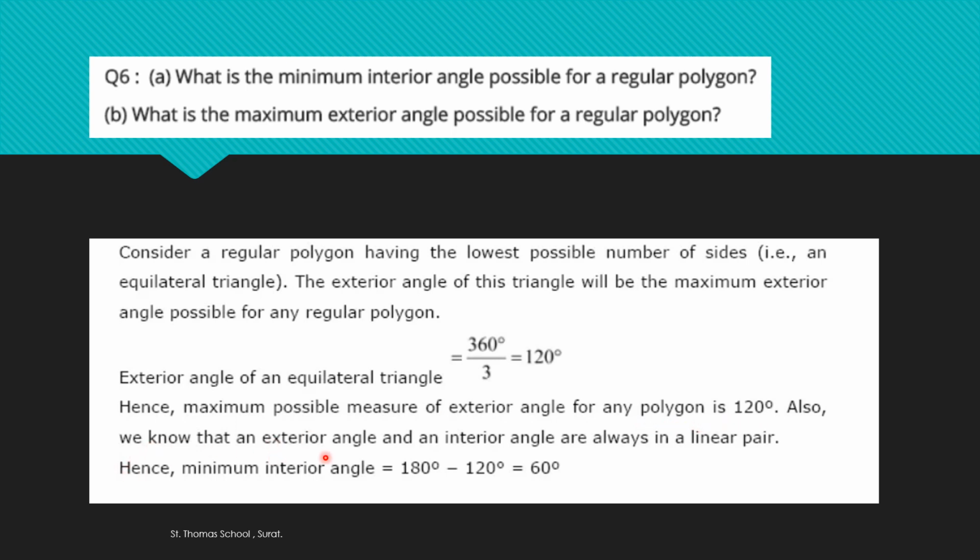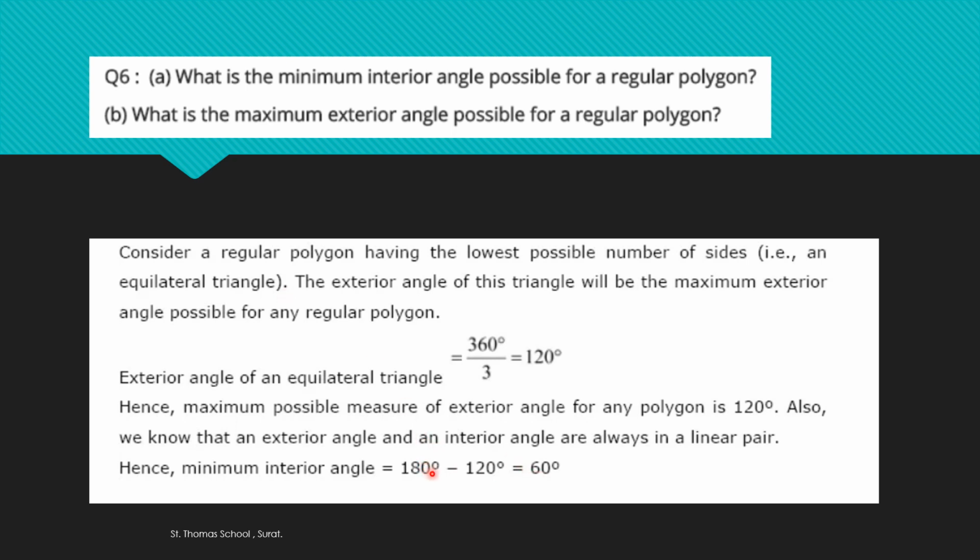Also, we know that exterior angle and interior angle are always in a linear pair. That means the sum of exterior angle and interior angle is 180 degrees. So, what is the minimum interior angle? 180 minus 120 degrees, that is equal to 60 degrees. Otherwise, directly we can write, because it is an equilateral triangle, we know that in an equilateral triangle all angles are equal and the sum of the interior angles is 180 degrees. So 180 by 3, that is 60 degrees.